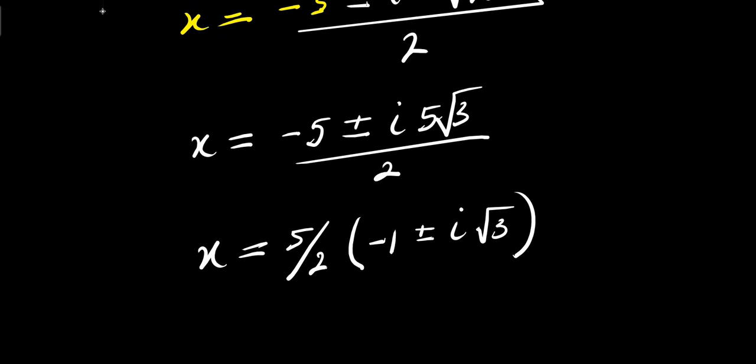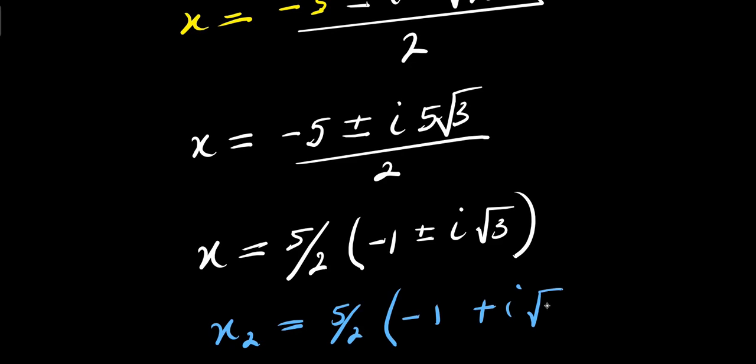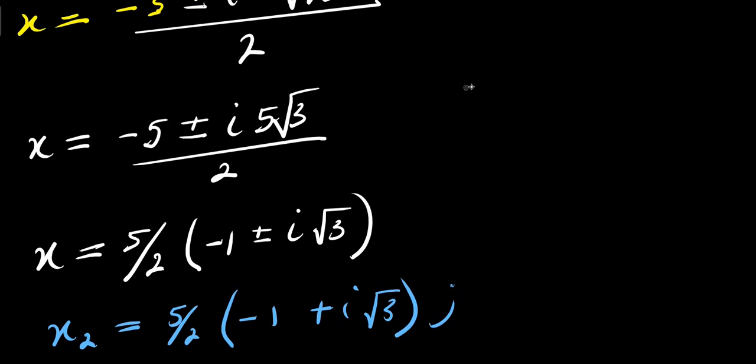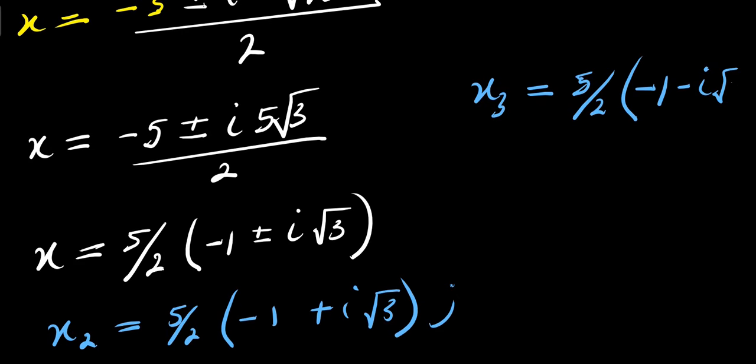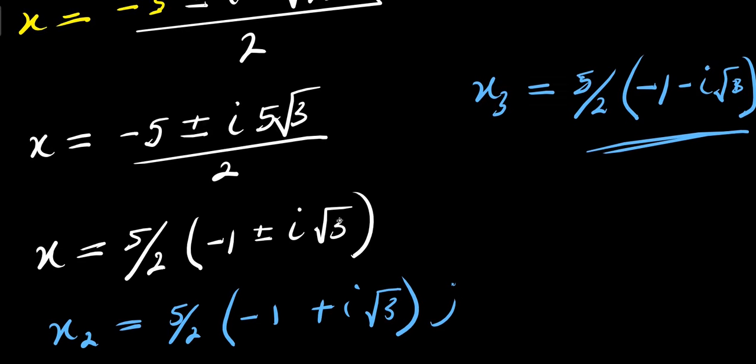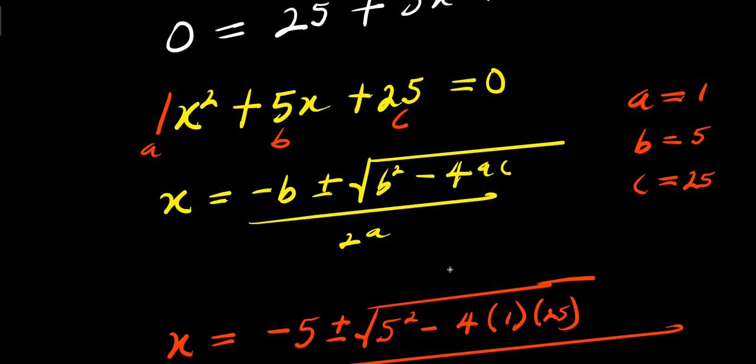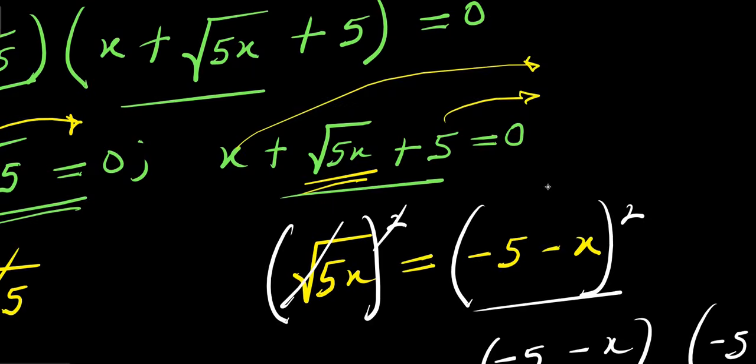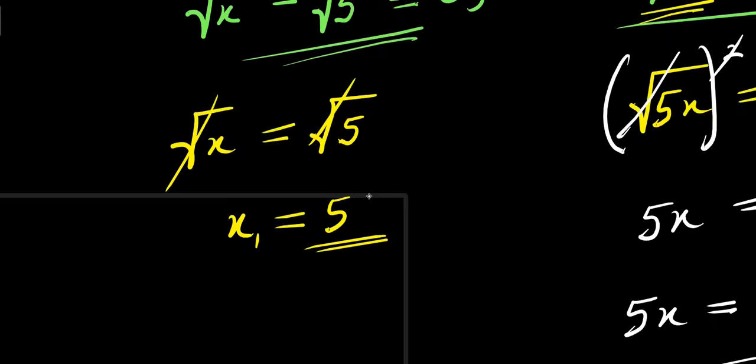So at this particular point, we have two values for x. We have x2 equals 5 divided by 2 times negative 1 plus i root 3. We also have x3 equals 5 divided by 2 times negative 1 minus i root 3. Now, these are the two complex solutions. I will also have one real solution here, which is x equals 5.